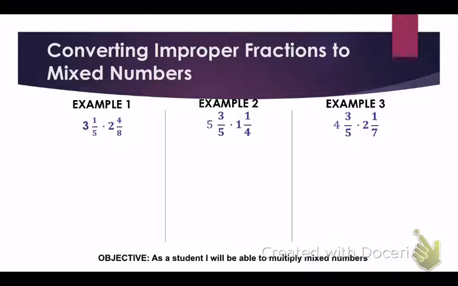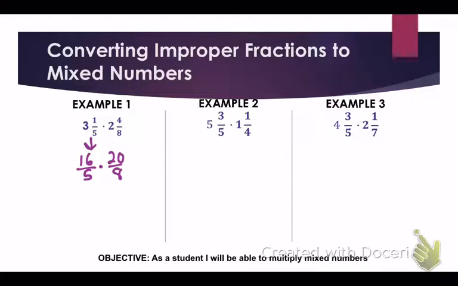We're going to go ahead and get started with this one. Let's start with 3 1/5 times 2 4/8. First step, convert mixed numbers to improper fractions. Let's do that now. 5 times 3 plus 1 is 16 over 5. Multiplied by 8 times 2 plus 4 is 20 over 8.